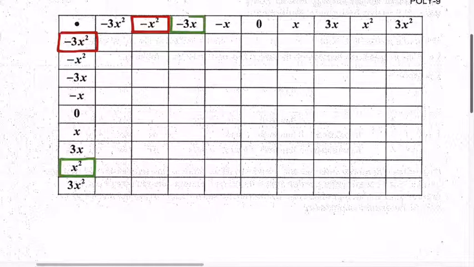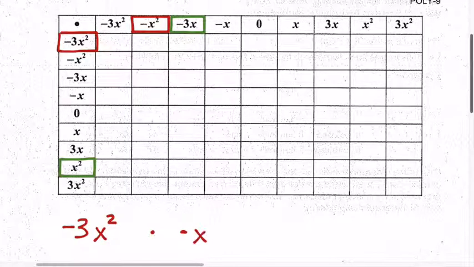So let's think about both of those for a moment. Starting with the first pair. If I have negative 3x squared, and I want to multiply it by minus x squared, how would I do it? Okay, so we would add the exponents.